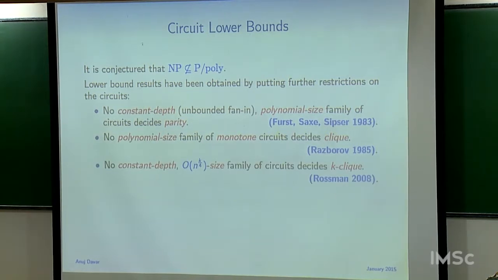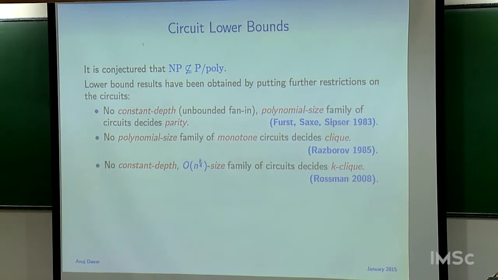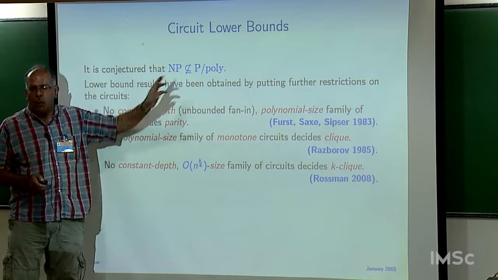Okay, I also mentioned this because I like the result. Ben Rossman shows again, for constant depth families of circuits of size clique, a lower bound of size n to the k over 4, which is tight. Right. So the point is, monotonicity and constant depth are ways of restricting the family of circuits so that we can actually prove lower bounds.